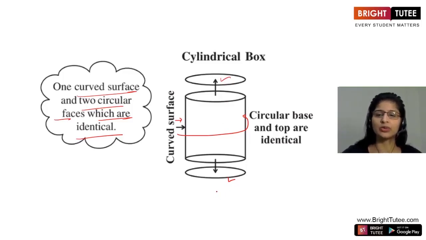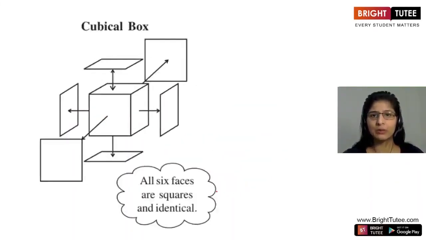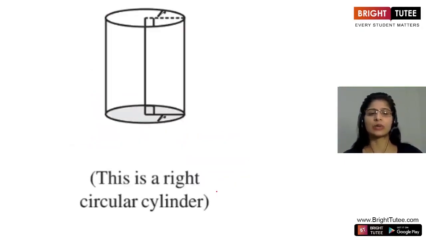Okay, so we have learnt about three: first we discussed the cuboidal block, then the cubical block, and then the cylindrical box. Now this is a right circular cylinder. How? When we join the center of the top circular face to the center of the bottom circular face, the line makes 90 degrees with the radius. So these kinds of cylinders are known as right circular cylinders.